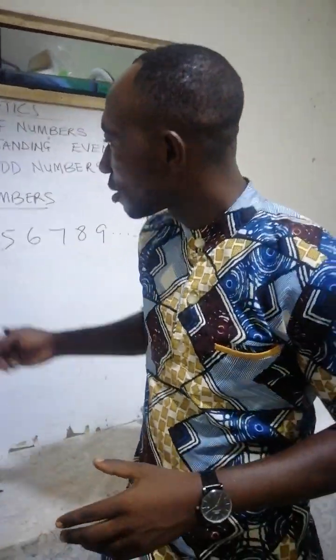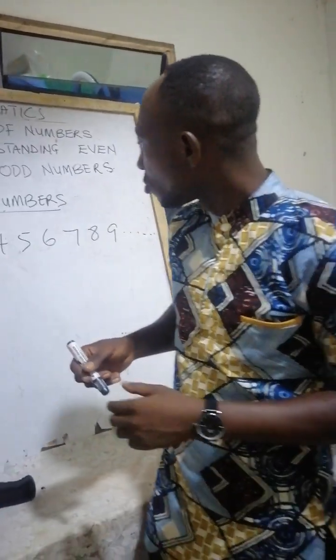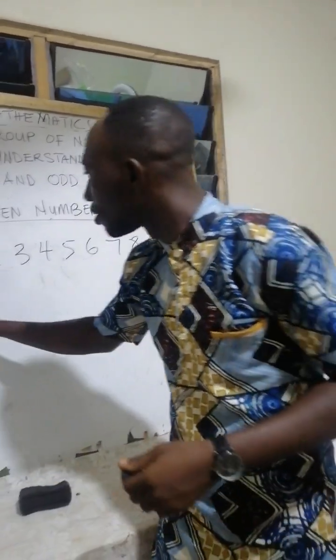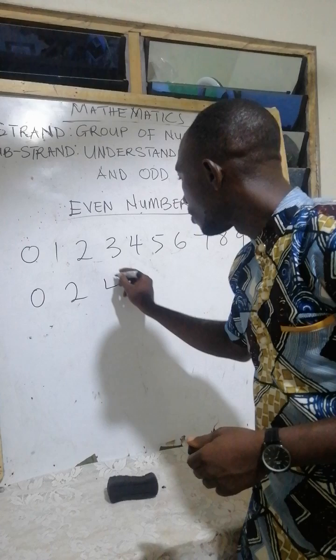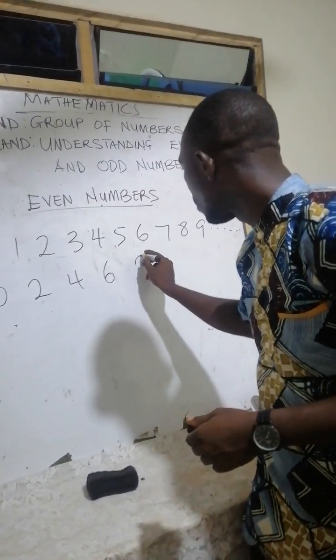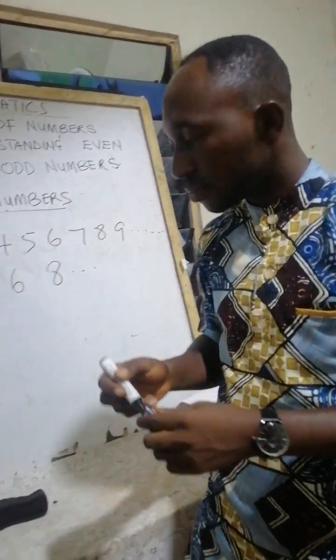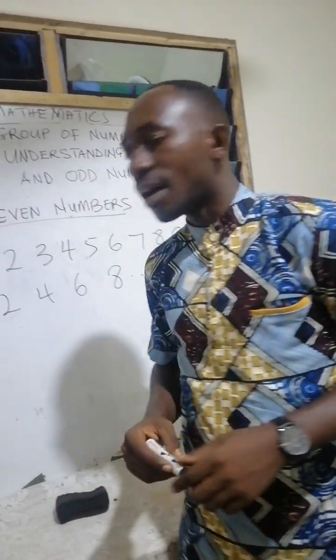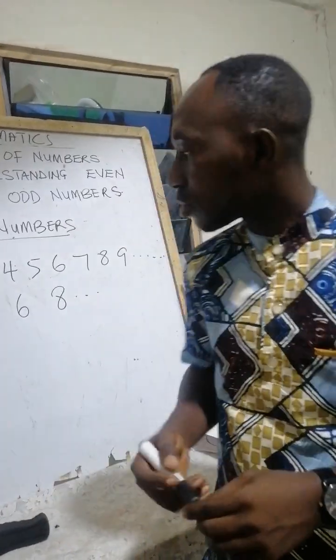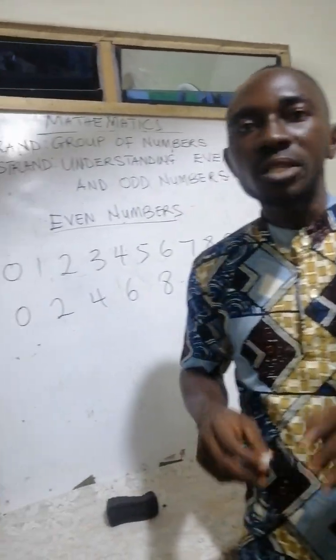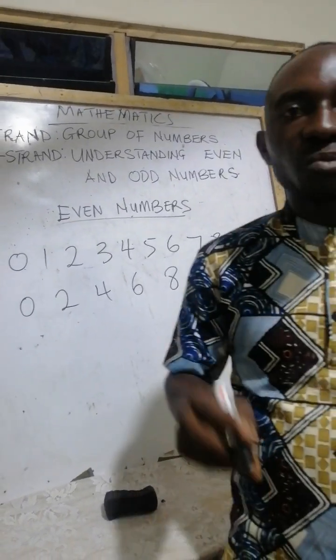Like I said earlier in the last meeting, the 3 dots there mean that there are some missing numbers there. So let's look at 0, 2, 4, 6, and 8. These are even numbers because for any of the numbers here, when 2 divides, the remainder will be 0.